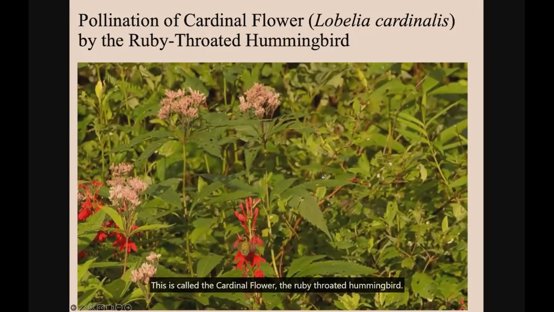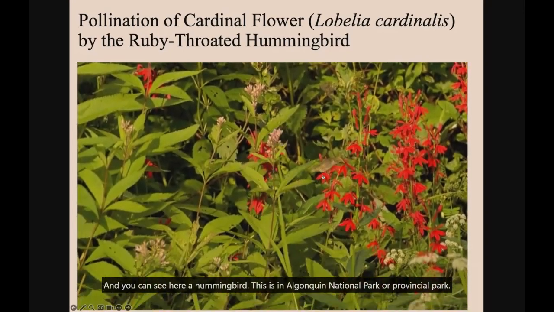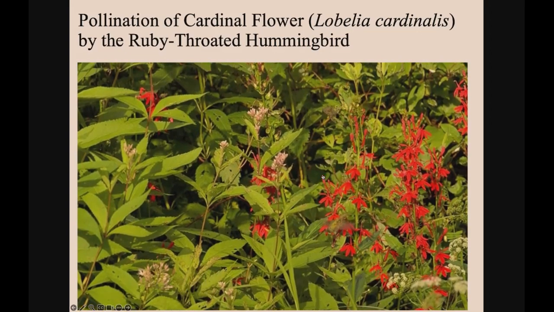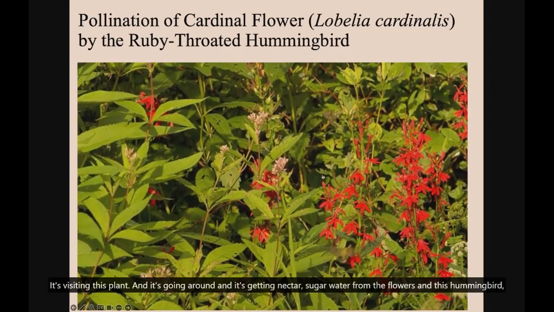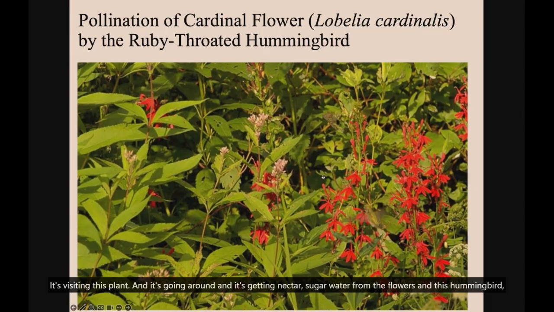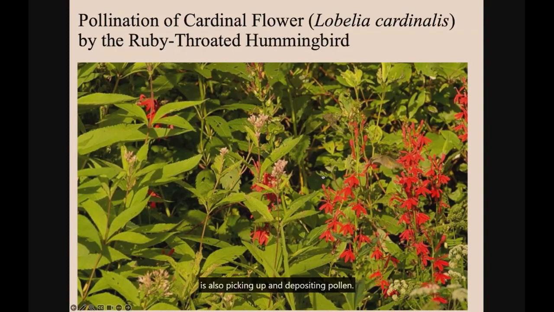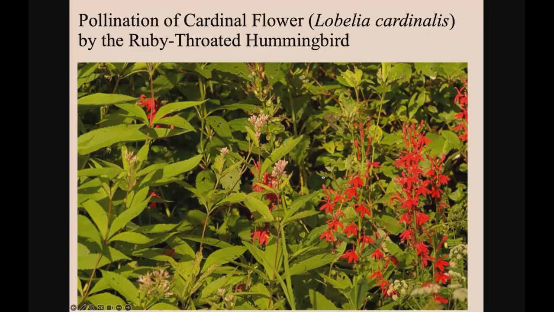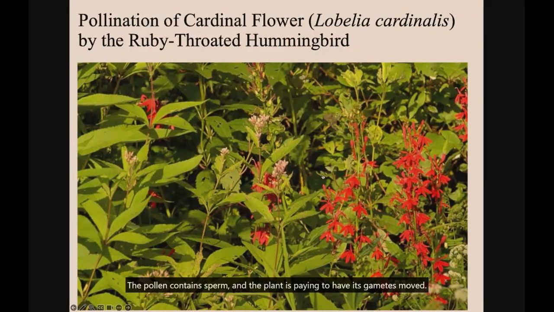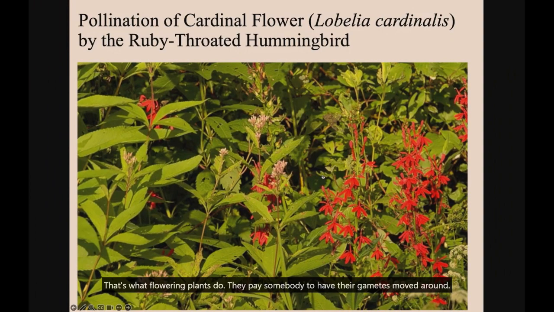This is called the cardinal flower, the ruby-throated hummingbird. And you can see here a hummingbird. This is in Algonquin National Park, or Provincial Park. It's visiting this plant. And it's going around and it's getting nectar, sugar water, from the flowers. And this hummingbird is also picking up and depositing pollen. The pollen contains sperm, and the plant is paying to have its gametes moved. That's what flowering plants do. They pay somebody to have their gametes moved around.